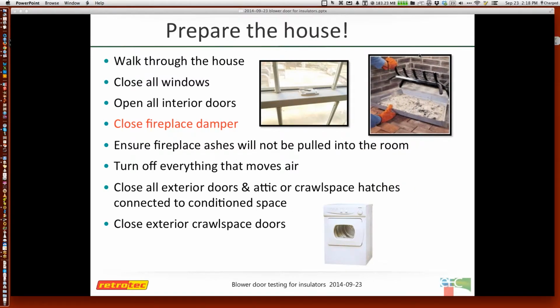Some things you're going to do to prepare the house. I'm just going to go through these quickly. You basically just want to make sure your priorities are taken care of. So all the windows and other doors are closed and locked. With any fireplace, make sure the ashes are fully cold, and you can put some wet paper on them, because you don't want that stuff to get pulled into the room. Make sure the damper's closed. Anything that moves air gets turned off.